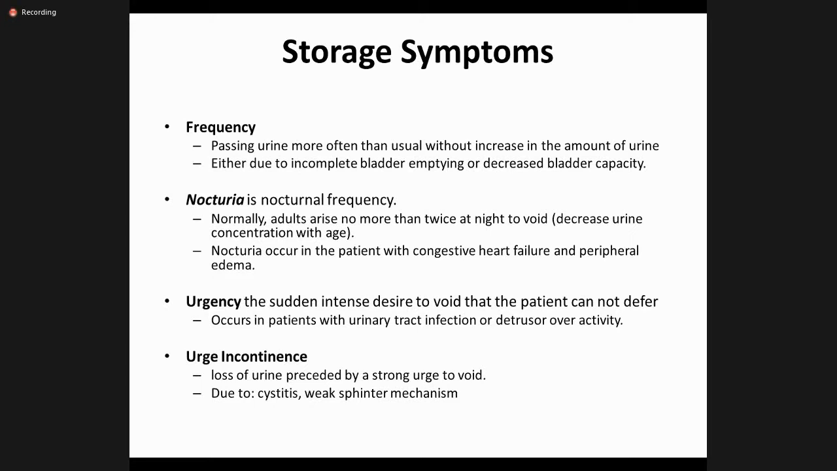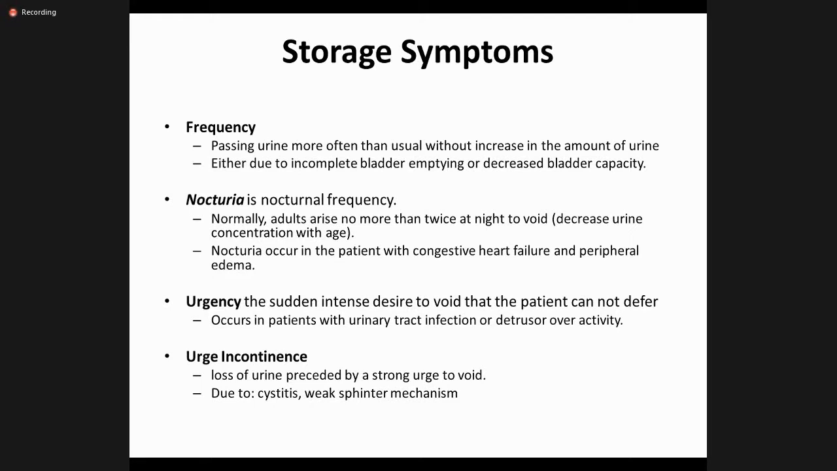Or if there is incomplete bladder emptying, the patient goes to the washroom when the urine in the bladder is around 400 ml and only voids 100 ml, so 300 ml is left, and the patient will go again early. So this is called frequency.